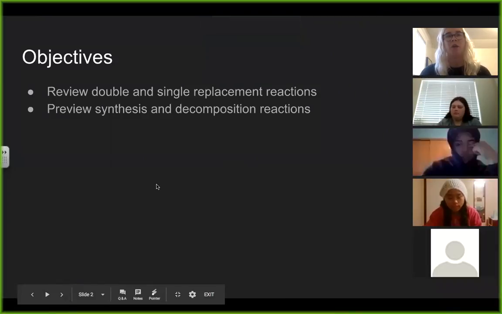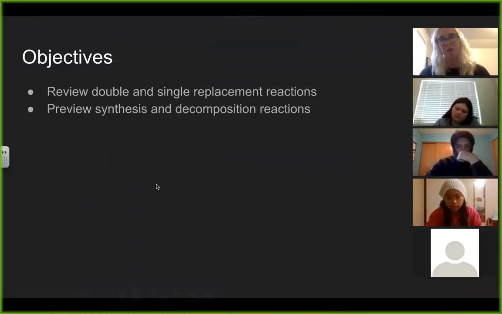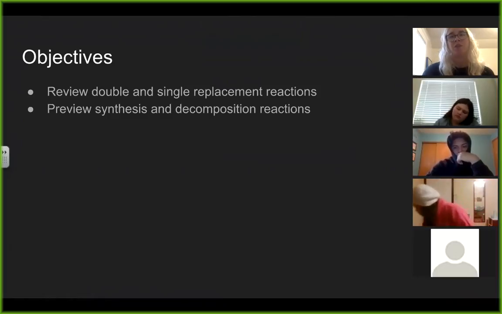Our objectives today are going to be review double and single replacement reactions, and then we're going to preview synthesis and decomposition reactions. And I say preview because you will probably need to go back into the lesson in Canvas and do some more practice, right?